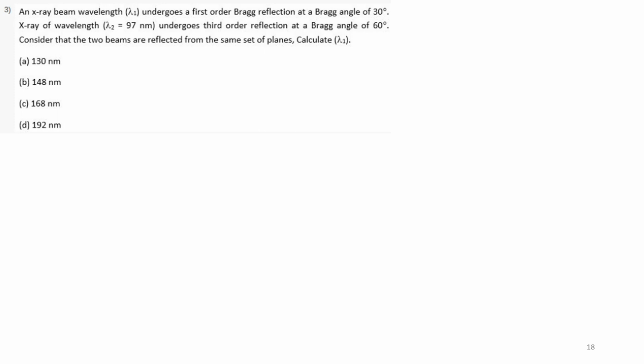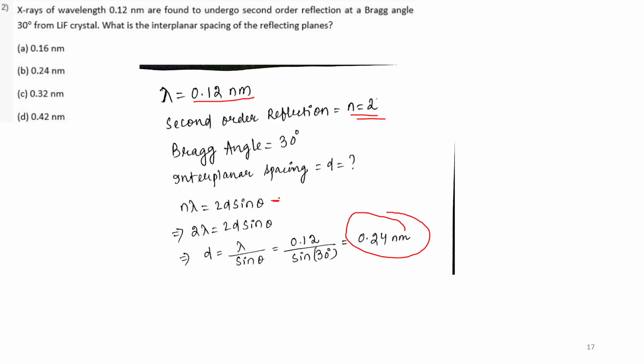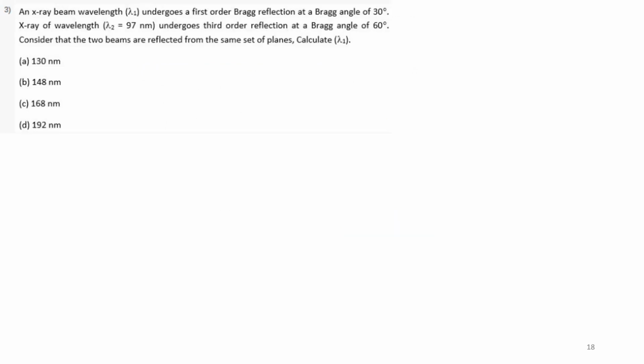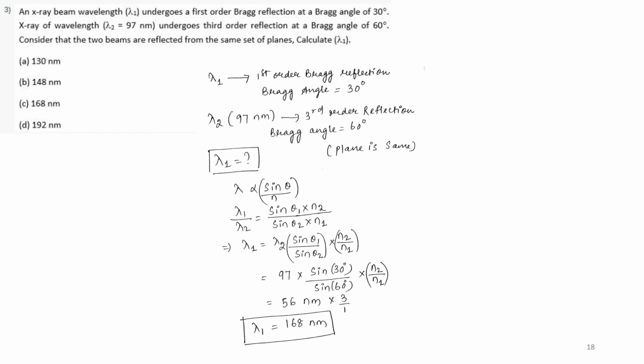Calculate lambda 1. Okay, so here what we have to do, lambda 1 is the first order reflection at 30 degree and lambda 2 is the third order reflection at 60 degree. We have to find the lambda 1 value. We know that the wavelength is proportional to sine theta by n. So if you take the ratio between lambda 1 and lambda 2, you will get sine theta 1 times n2 divided by sine theta 2 times n1.